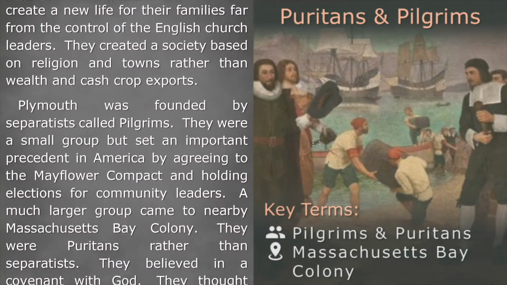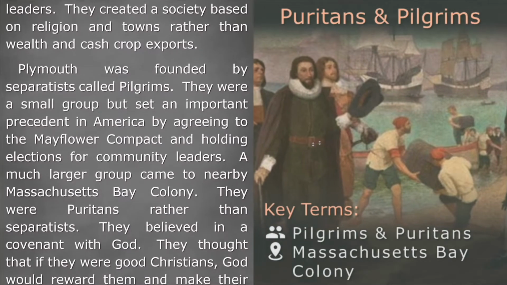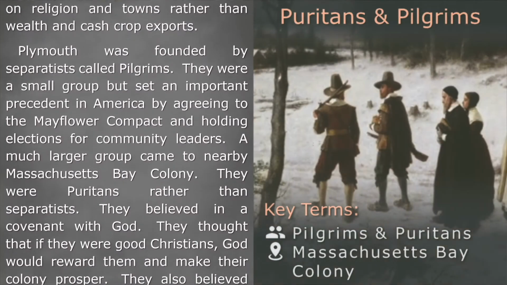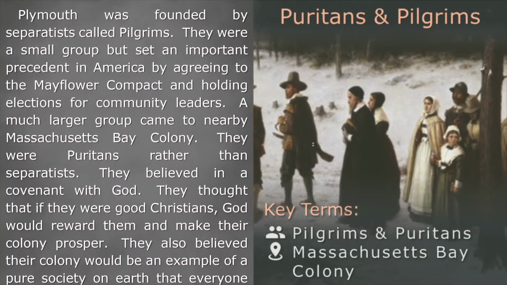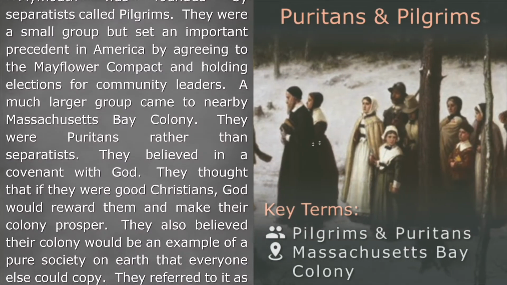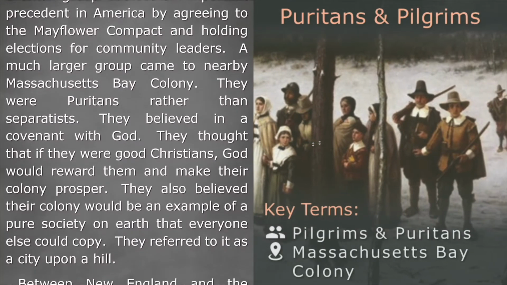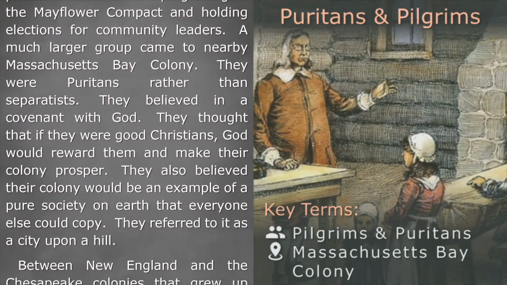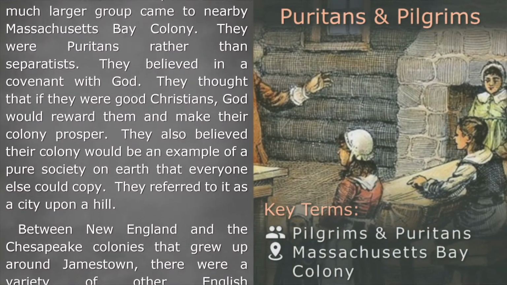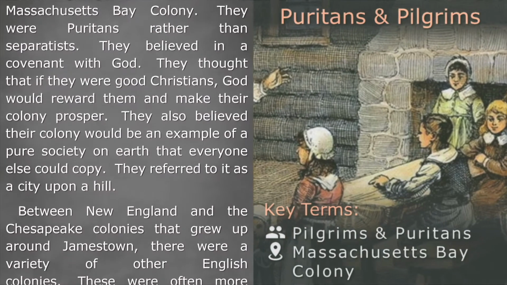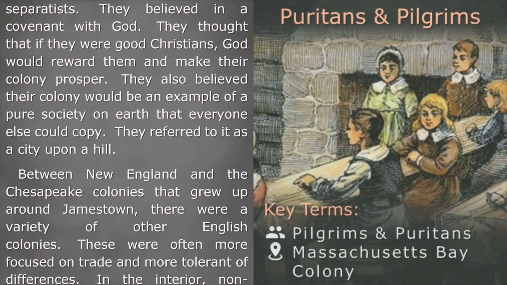They were a small group, but set an important precedent in America by agreeing to the Mayflower Compact and holding elections for community leaders. A much larger group came to nearby Massachusetts Bay Colony. They were Puritans rather than separatists. They believed in a covenant with God. They thought if they were good Christians, God would reward them and make their colony prosper. They also believed their colony would be an example of a purer society on earth that everyone else could copy. They referred to it as a city upon a hill.